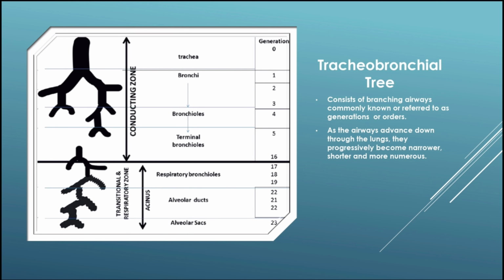So we're going to start with the tracheobronchial tree, and this consists of the branching airways commonly referred to as generations or orders. As the airways advance down through your lungs, they progressively become narrower and shorter and more numerous. As you can see on the picture to your left, this is just breaking down the generations and what is associated with those generations. You have two different zones. One is known as the conducting zone, and the other is known as the respiratory zone.